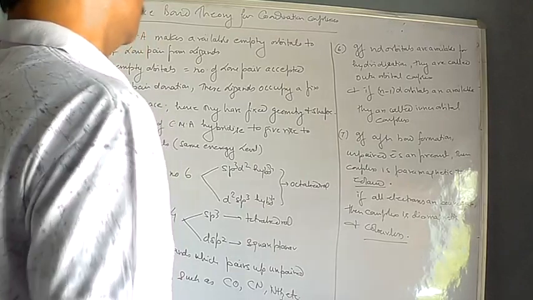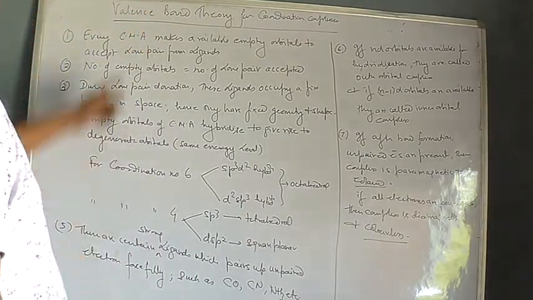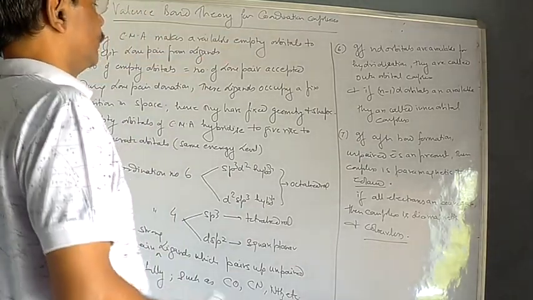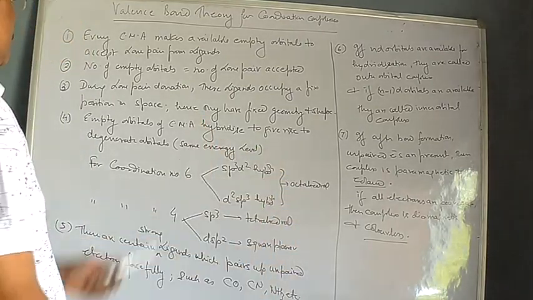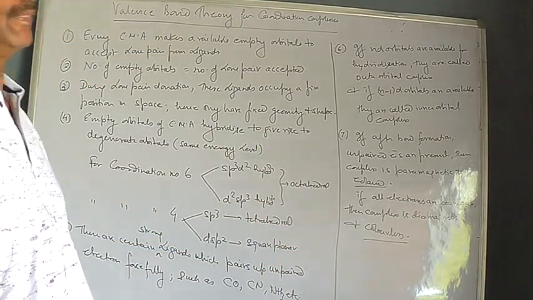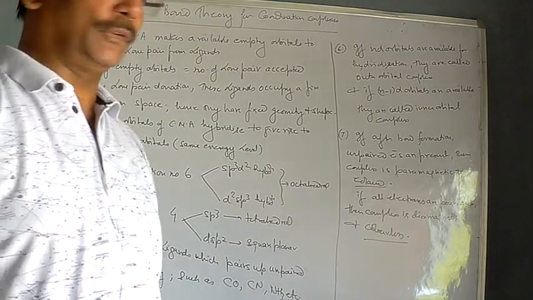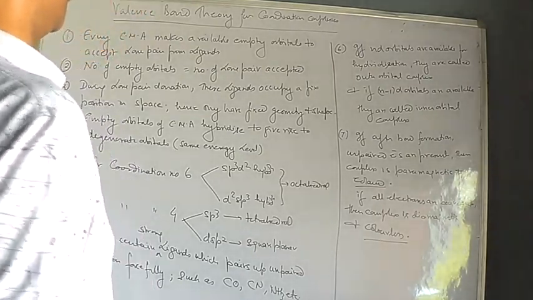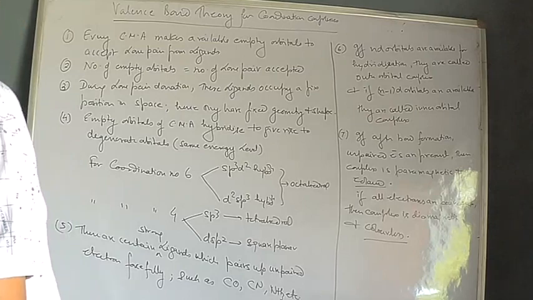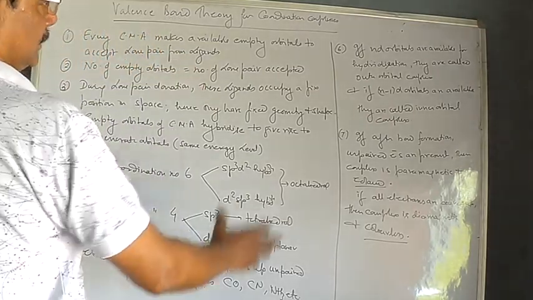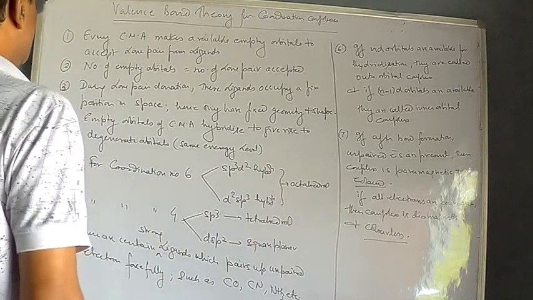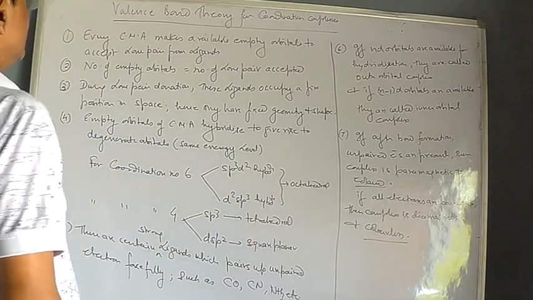Class, now we'll take up today valence bond theory for coordination complexes. There are two theories for coordination complexes. First is valence bond theory, but there are some limitations for valence bond theory. So crystal field theory also came into existence, but we will be studying valence bond theory first. So there are around 7 points. I am reading one by one.